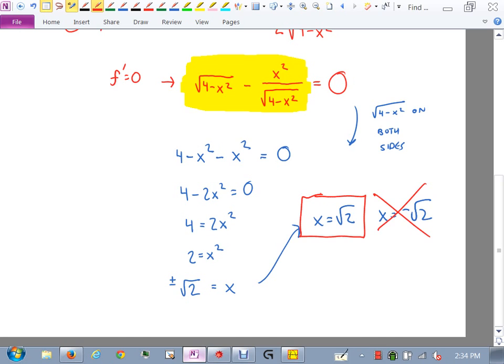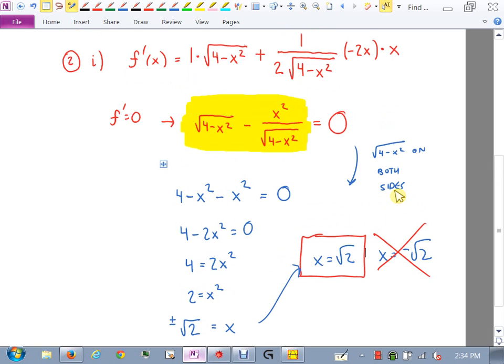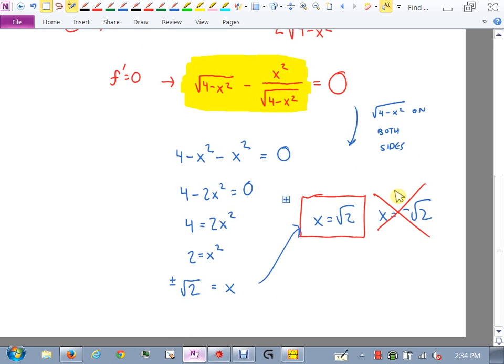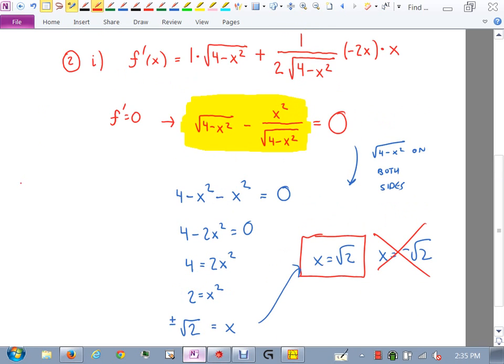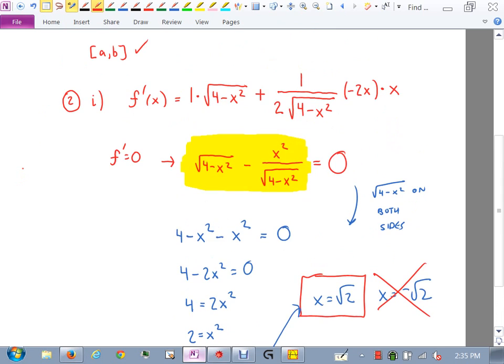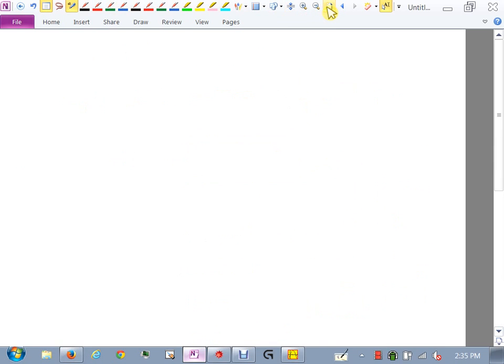Are we done with step 2? No. What else do I have to do? Figure out where the derivative is undefined, right? Where the derivative does not exist. So let me go back here. I'm trying to do it all on one page, but I guess I won't be able to. I want to know where the derivative doesn't exist or is undefined.